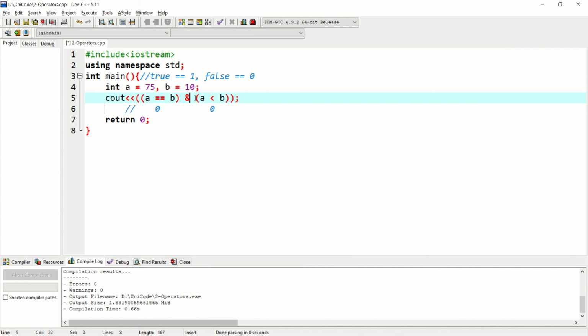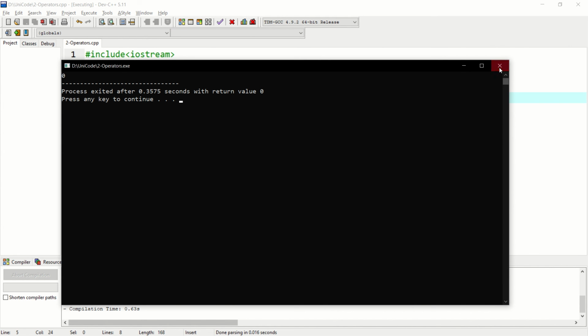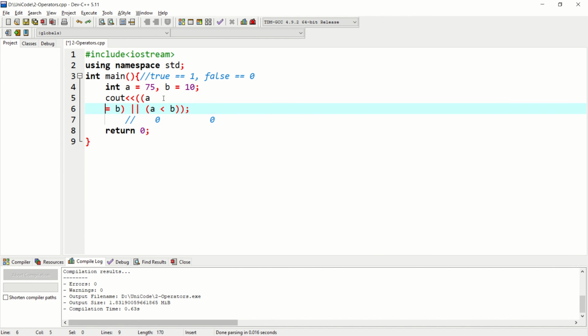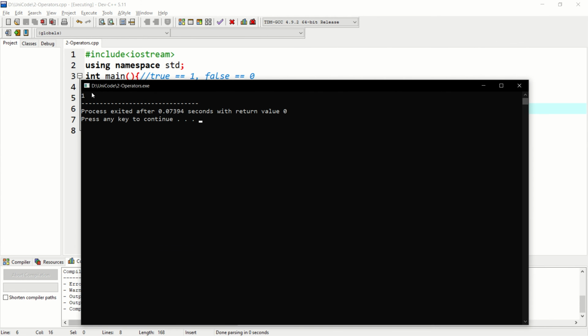If I change our AND to the OR operator, this symbol you can find on the key above the enter button. Okay, the shift button over the enter. Two vertical lines are considered as an OR operator. We can see here false or false is false. Okay, if I write here true or false, 1 and 0, here we can see an output of 1.